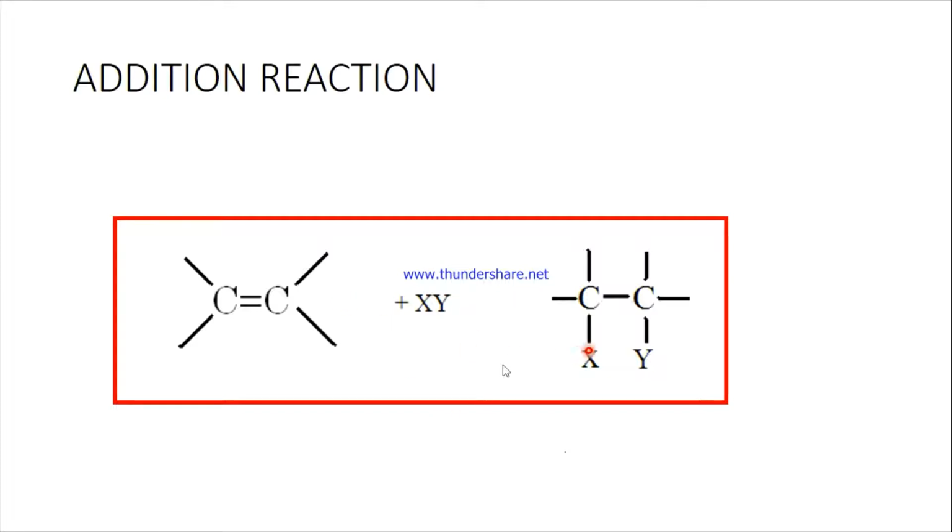So basically, this is an example of an addition reaction where two reactants make one product. They add up to form this one product. And today we are going to dwell much on alkenes and alkynes, where they undergo electrophilic addition reaction.